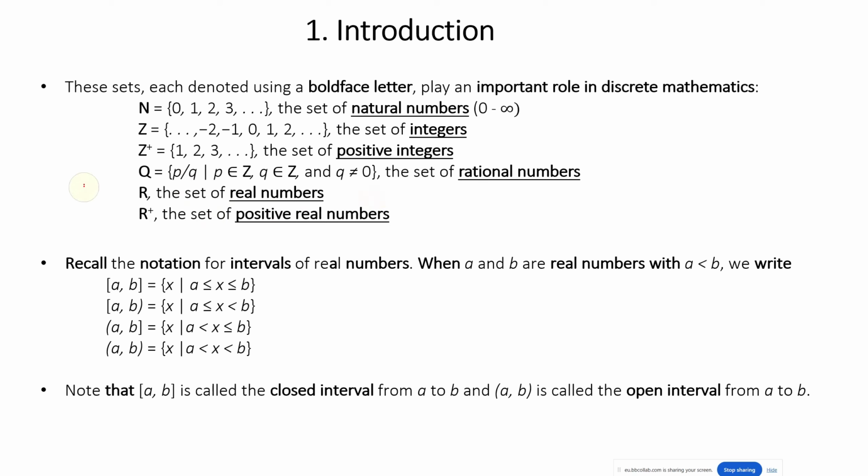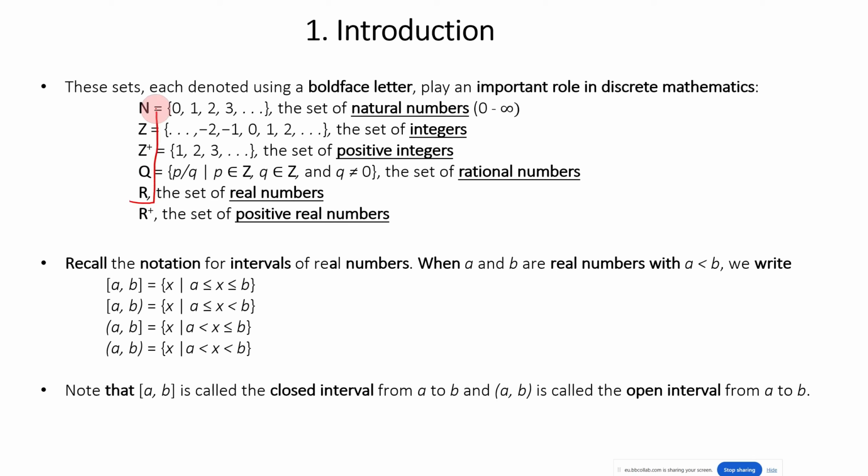And R is the set of real numbers, which includes basically all the rational numbers and the integers. And R plus is just the positive part, the positive real numbers. So these are notations that we just need to get used to. So try to remember them. We will use some of them.